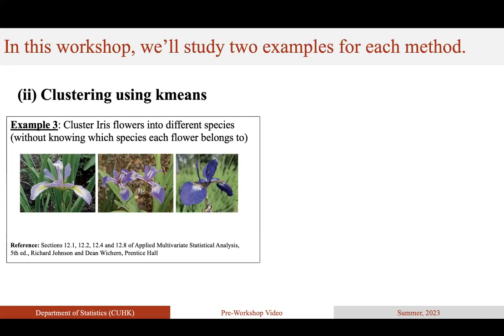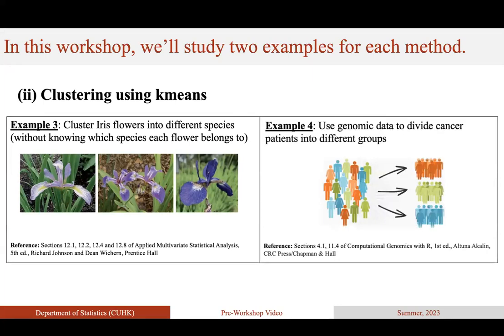Also, you can use clustering to define certain subcategories of diseases in medicine. In example 4, we'll be using genomic data to divide cancer patients into different groups. You might be interested to know how similar the genomic data of different patients are, or how patients who share the same diseases have similar gene expression profiles. So without knowing what each group of patients represents, we can use clustering to divide patients into different groups so that the patients in the same group are more similar to each other than the rest of the patients.